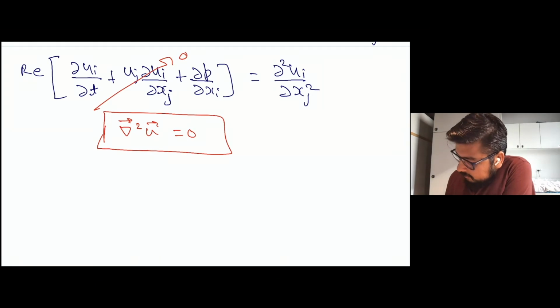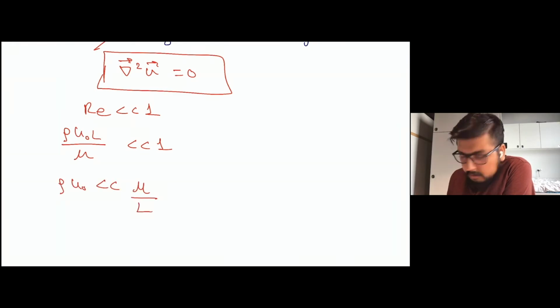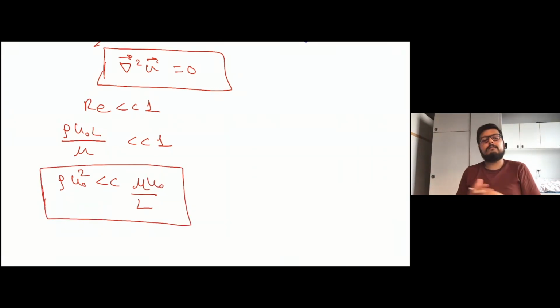And the reason is that for Stokes flow, we assume that the Reynolds number is very small, which means that this number rho u naught L by mu is very small, which is to say that rho times u naught is way smaller than mu over L. Now, if we multiply both sides by u naught, what we get is that rho u naught square is way smaller than mu u naught by L. And therefore, we cannot use rho u naught square as our pressure scale.